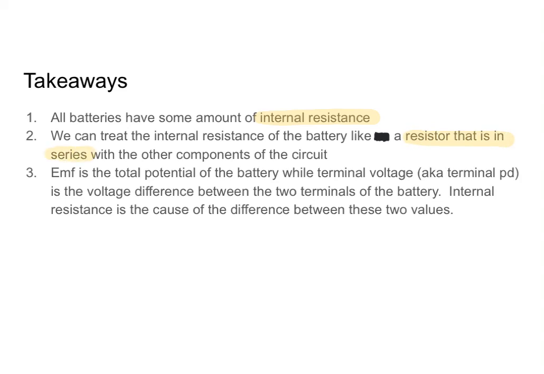And finally, we know that EMF is the total potential of the battery, while terminal voltage, or terminal PD, is the voltage difference between the two terminals of the battery. So internal resistance is the cause of the difference between EMF and PD. So there you have it, guys. You now know all about internal resistance, EMF, and voltage.